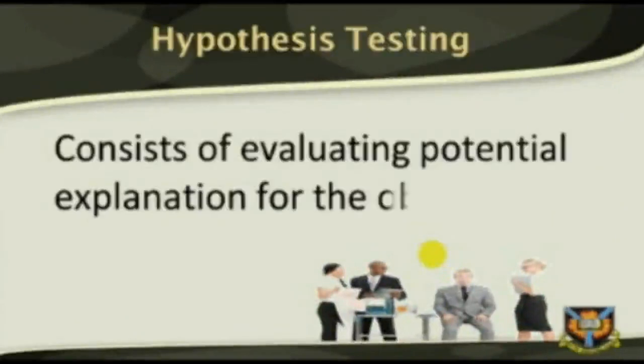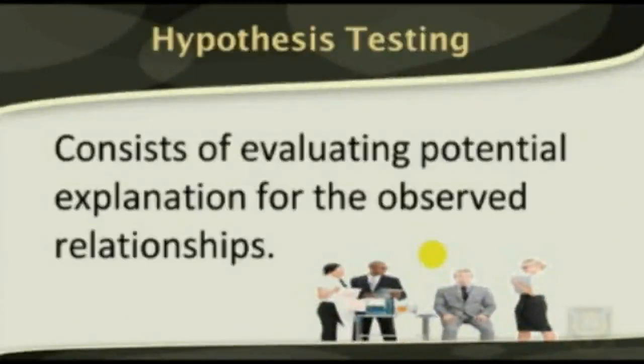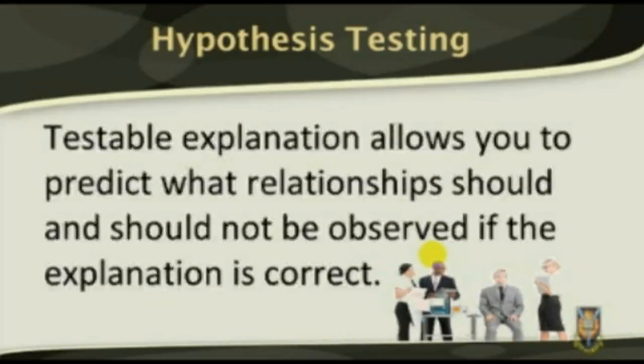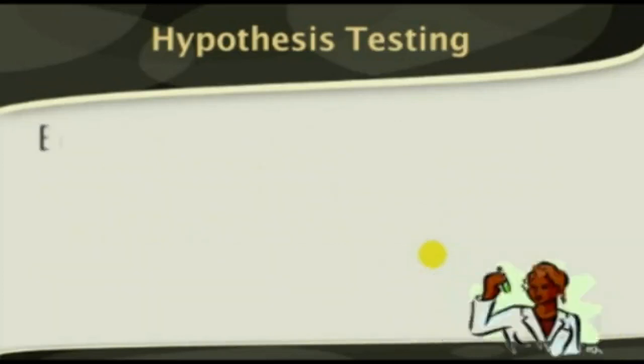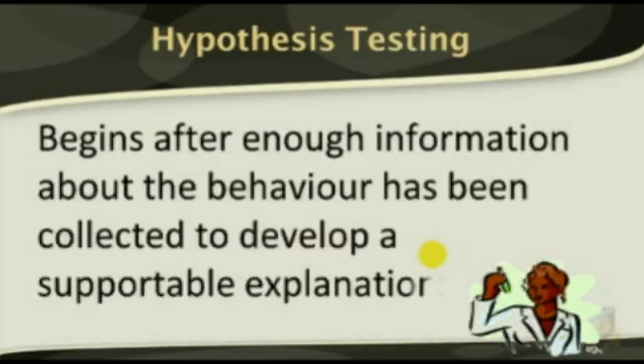Hypothesis testing. Hypothesis testing consists of evaluating potential explanations for the observed relationships. In this study session, you will understand how a hypothesis is tested and what confirms it. A testable explanation allows you to predict what relationship should and should not be observed if the explanation is correct. Hypothesis testing usually begins after you have collected enough information about the behavior to begin developing supportable explanations.